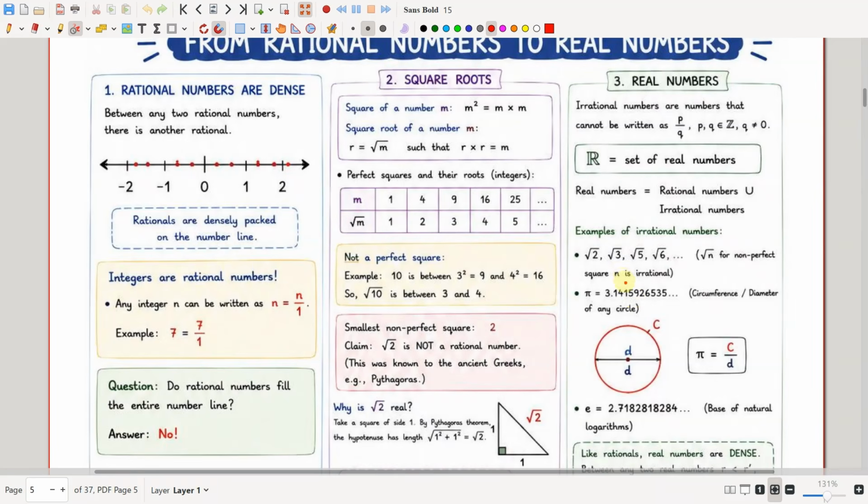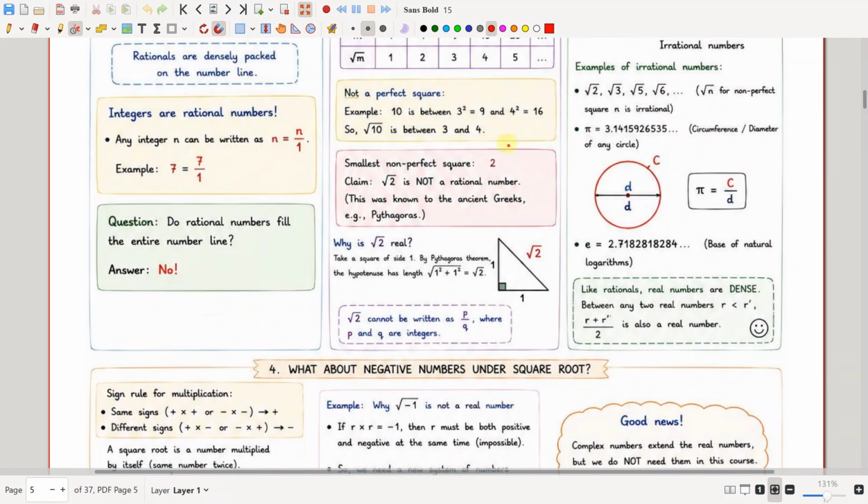And pi is also an irrational number. And another number we know is e. The e value, we know that, right? The e value is also an irrational number. Okay, so like rationals, real numbers are also dense. Between any two real numbers, there is again a real number.